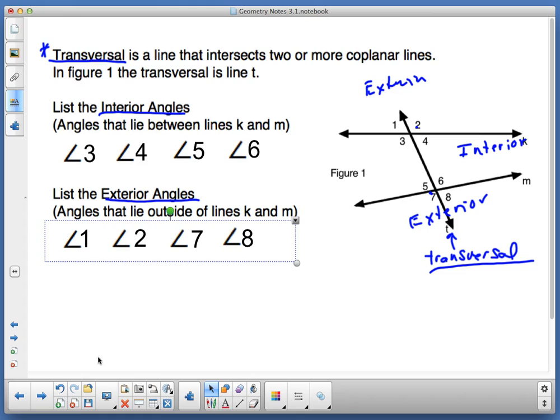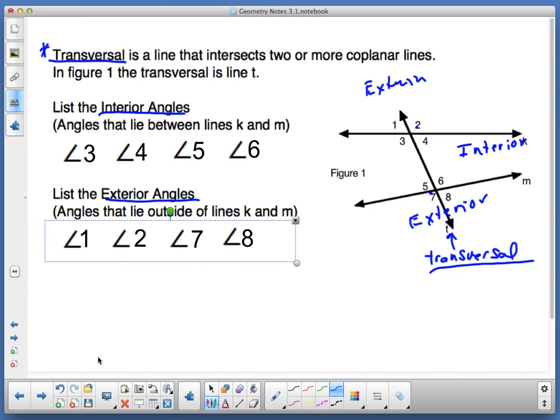So where an angle is positioned around its transversal, the transversal that we're working with, that's going to help me with my names. Alternate is going to be one of the words we use in this. Alternate is opposite sides or either side of the transversal. They alternate on either side. We're going to do alternate exteriors, 2 and 7, 1 and 8. We're going to do alternate interiors, 3 and 6 and 5 and 4. Okay, they're alternate. They're on either side of the transversal.